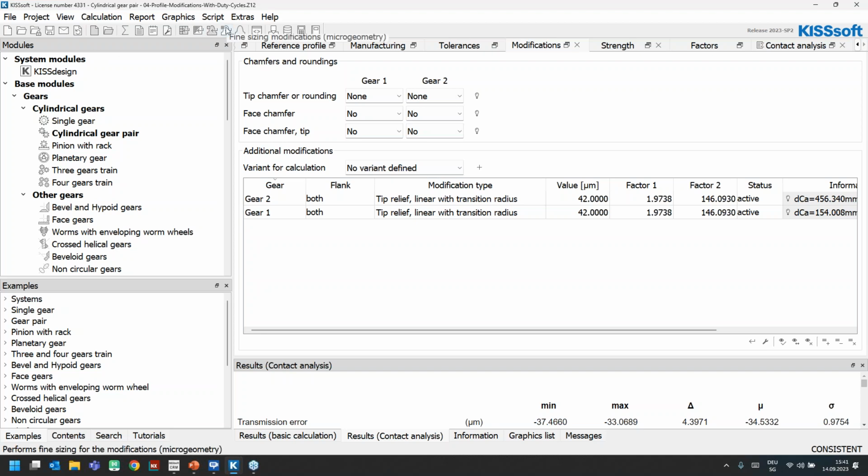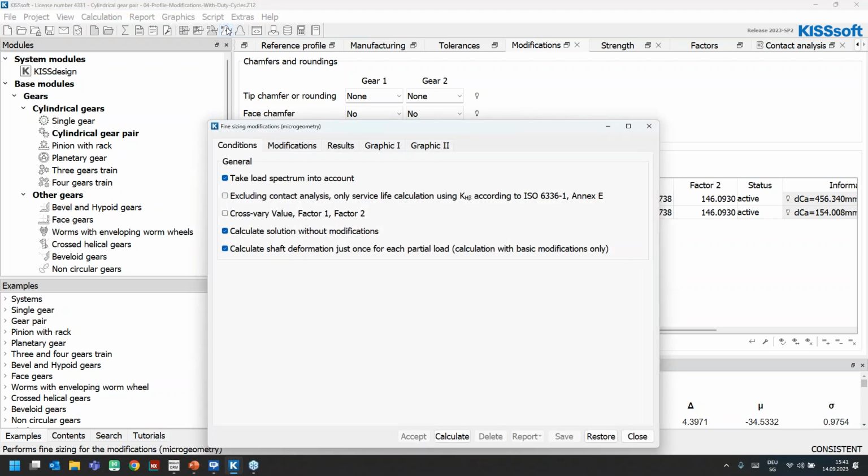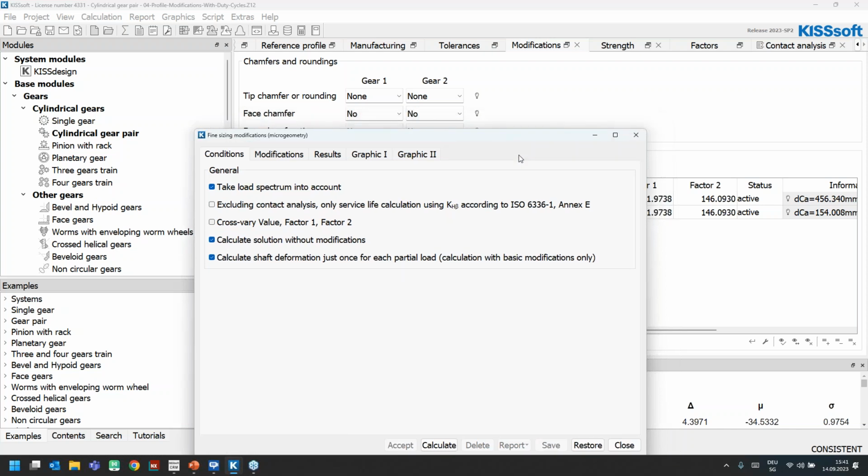And for that, we have the module which is called modification optimization. So here we can say we can take the load spectrum now in account. We can exclude the contact analysis. This option I use normally if I just size the flank line modifications with ISO Annex E, but here we need the contact analysis. We can cross vary value factor 1, factor 2.